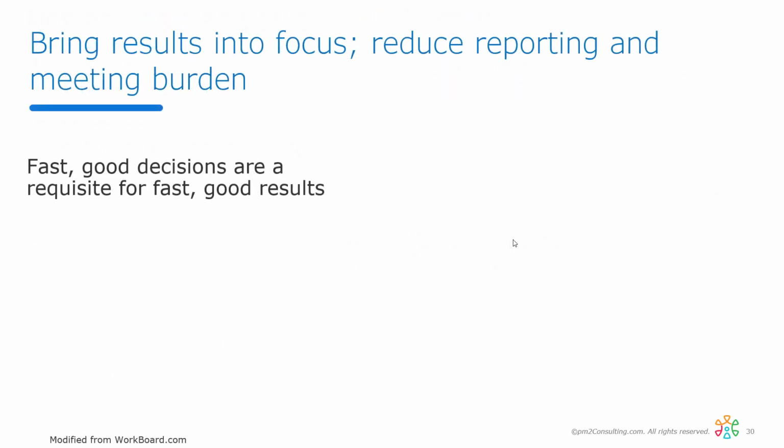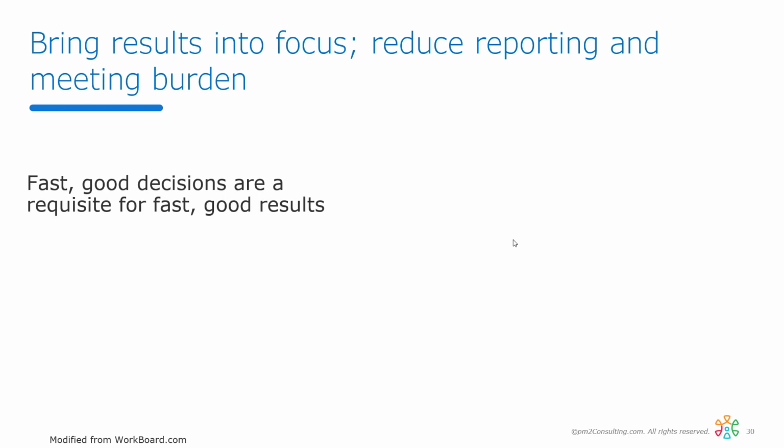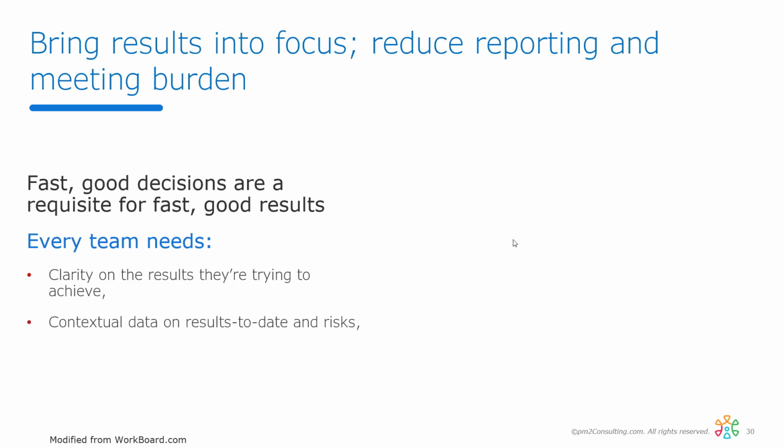So let's talk about the benefits, right? So fast, great decisions are a requisite for fast, great results. Right? So every team needs a bunch of things. You need clarity on the results that you're trying to achieve. You need contextual data to make sure that you're up to date on the results and you know what the risks are. You need to have fast follow through. You can't wait a month or a quarter. And you need to have those activities focused on results.